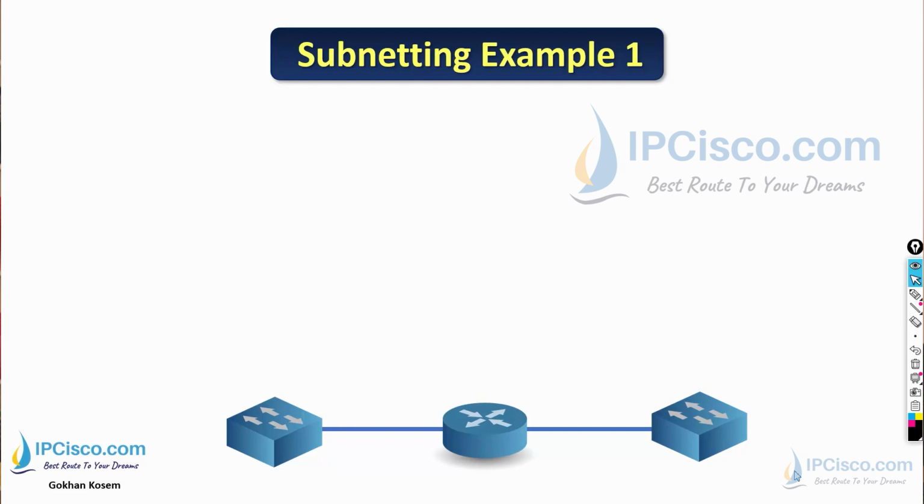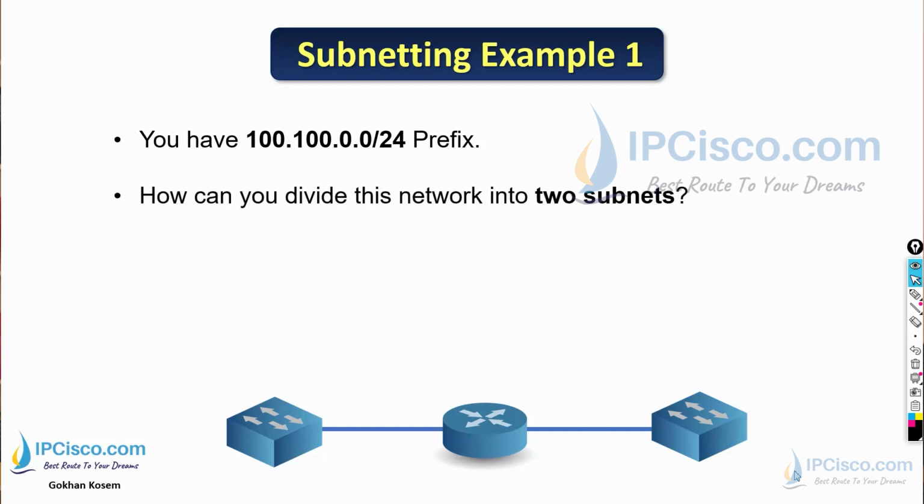Subnetting example 1. Let's do an example with an IP prefix. Here, how can we divide this network into two subnets? Here we have a router and two switches are connected to this router. We have two networks and we will divide this prefix into two subnets that we will use on this network.